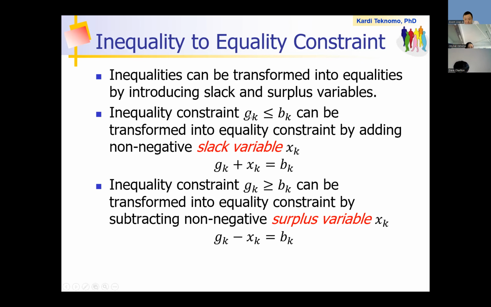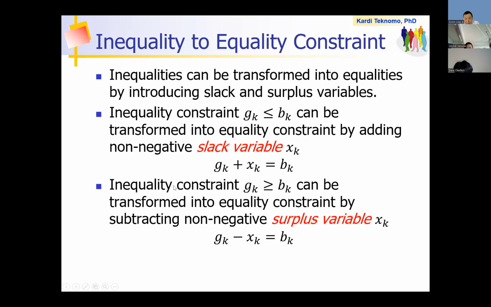So here, yeah, g_k is less than b. So if you add x_k, then it will become equal. Yeah. On the left hand side, you add x_k, it will become equal. We don't know x_k, but you will compute this later.